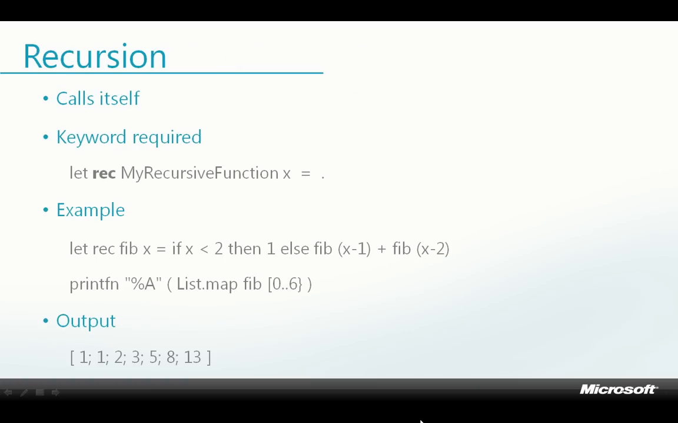A recursive function calls itself just like it does in any other programming language. In F#, though, functions can only be used recursively if they include the rec keyword. Now that's different from most programming languages where you don't have to do anything special to make a function recurse. You just call it, or let it call itself. Now the classic recursive example is of course the Fibonacci series, which is what it shows here.